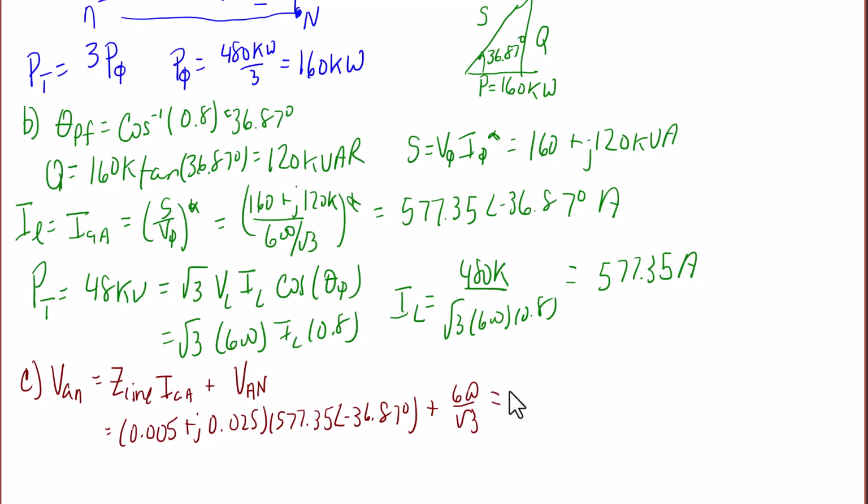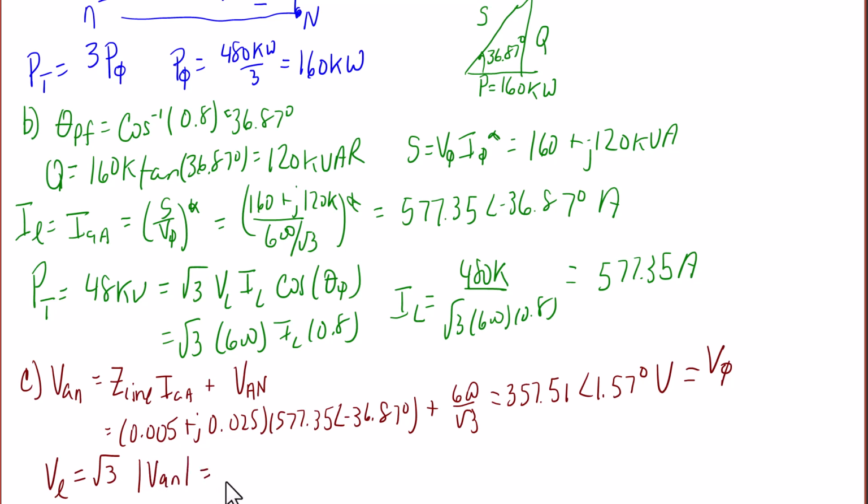And we get that VAN is equal to 357.51 with an angle of 1.57 degrees, and the units are volts. So that's our phase voltage. Now if we want our line voltage, it is equal to V_L times the square root of 3. And this is only the magnitude, so it's going to be the square root of 3 times the magnitude of VAN. So that's going to be the square root of 3 times 357.51. So the magnitude of V_L is equal to 619.23 volts.